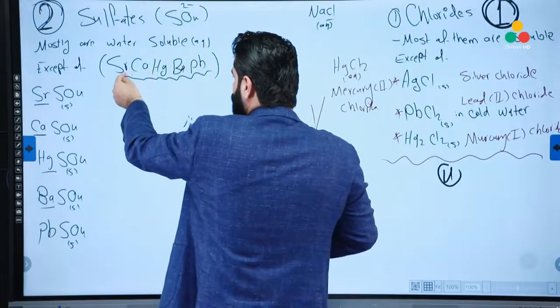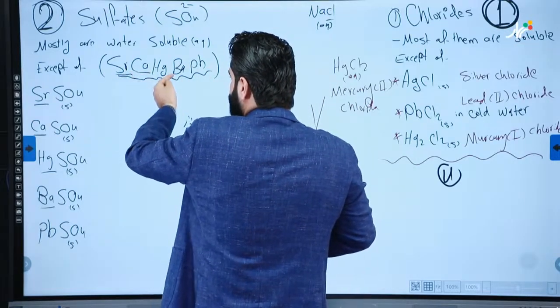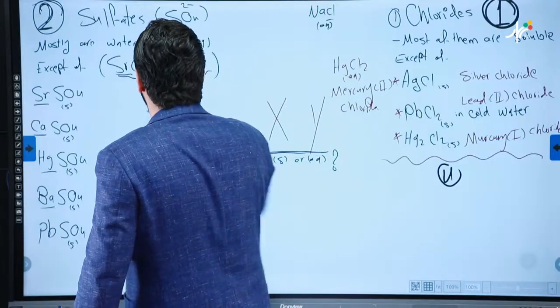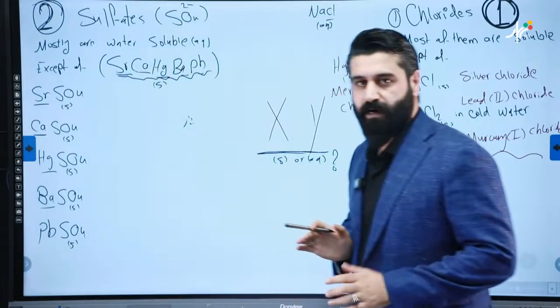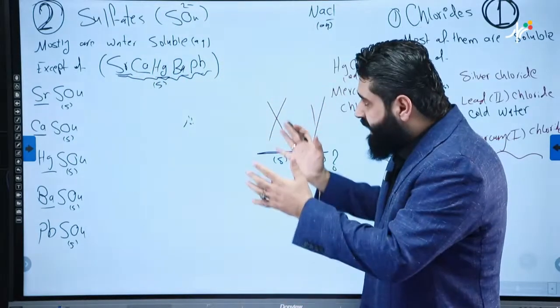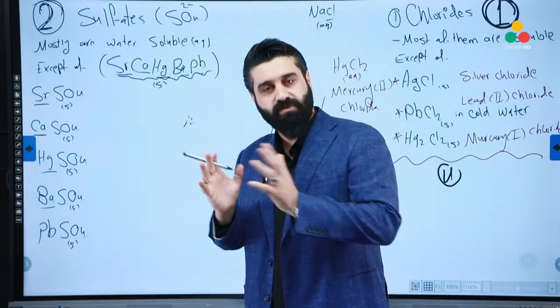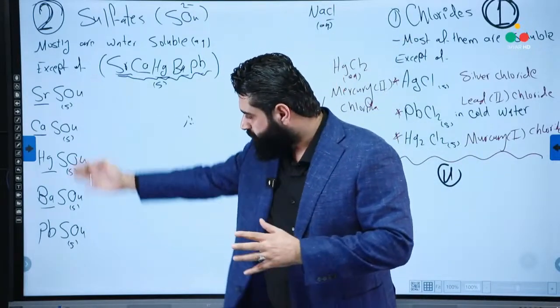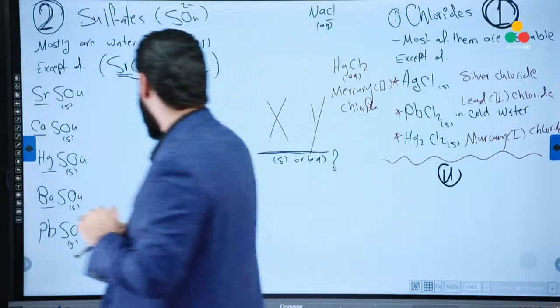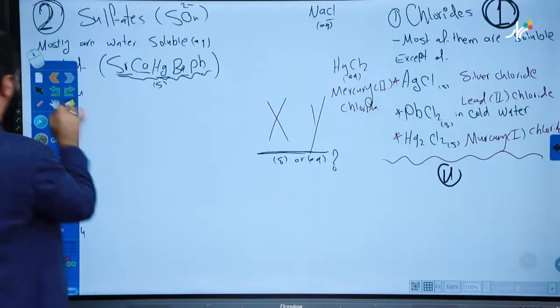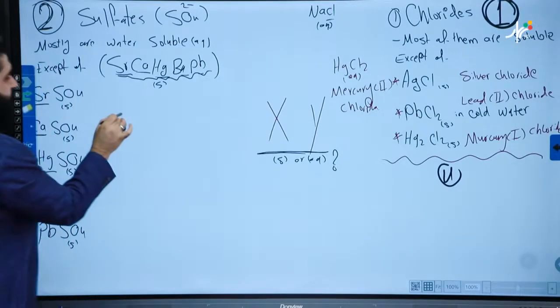It means SO4 with Sr, with Ca, with Ag, with Ba, with Pb, RS compounds. Okay? RS compounds. Again, SO4 containing compounds, most of them are water soluble except of the following compounds RS. Let me give you an example. An example of this, look at this.